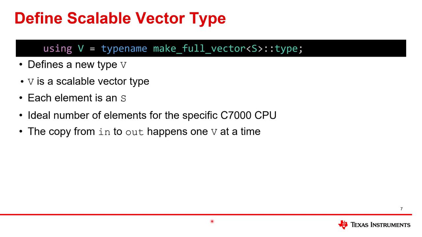The next line to discuss defines a scalable vector type. The name of the type is v. V stands for vector. Since it's a scalable vector type of s, each element is an s, and the length of it is the ideal number of elements for the specific C7000 CPU. To put it in more specific terms, if your CPU has a 512-bit vector and you've got 32-bit wide ints, then if s is of type int, you'll have 16 s within 1 v. The copy from in to out happens 1 v at a time.